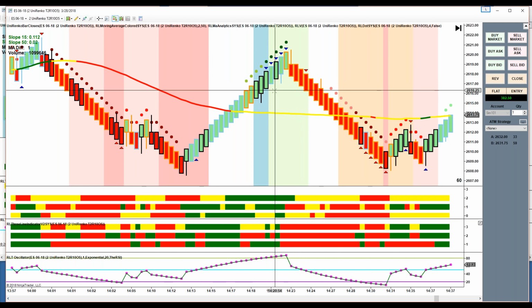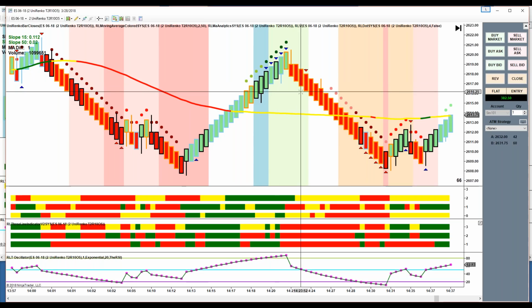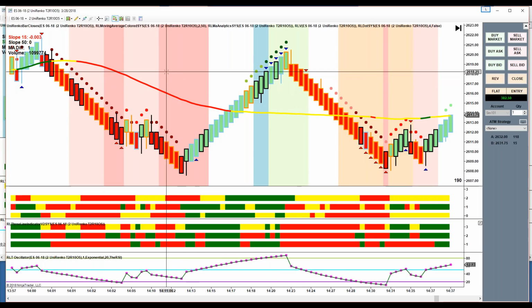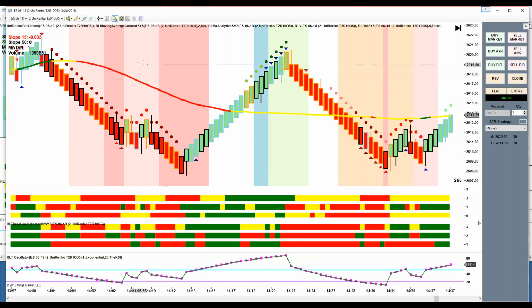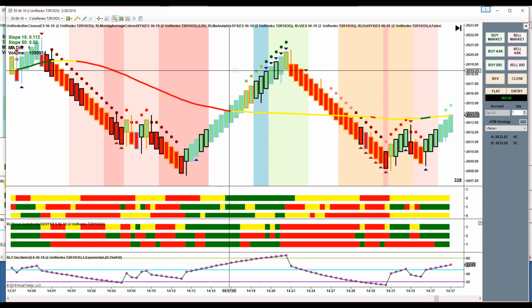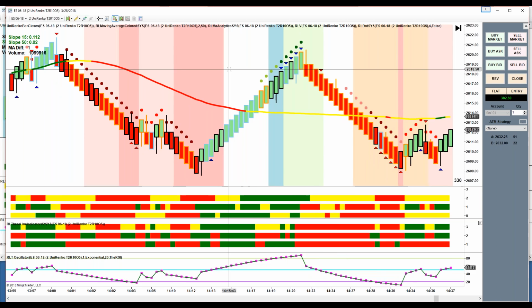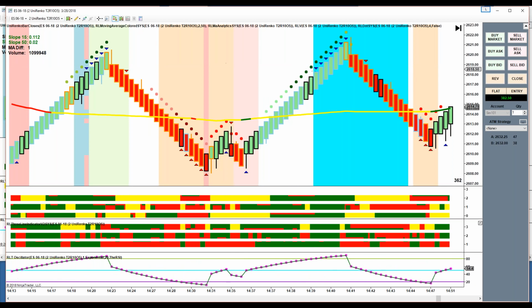This is a very powerful multi-time frame uptrend. This is a very powerful multi-time frame downtrend. This is a moderate multi-time frame downtrend. And the weakest is this color.